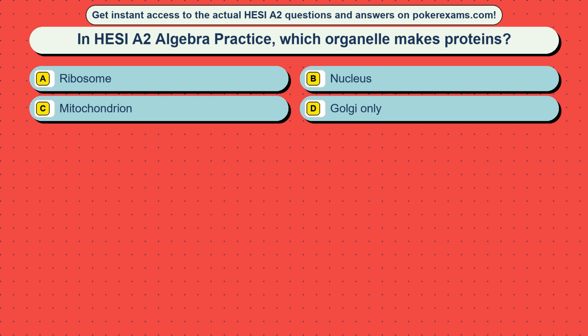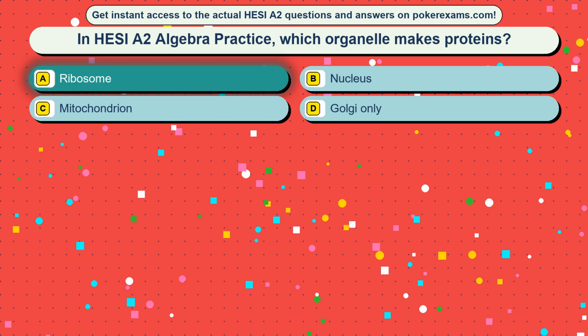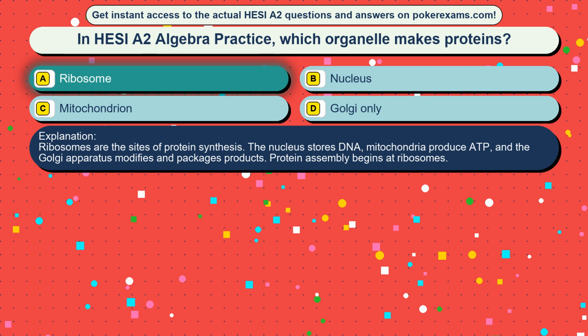Question 13. In HESI A2 algebra practice, which organelle makes proteins? Option A, ribosome. Option B, nucleus. Option C, mitochondrion. Option D, Golgi only. The correct answer is option A, ribosome. Ribosomes are the sites of protein synthesis. The nucleus stores DNA, mitochondria produce ATP, and the Golgi apparatus modifies and packages products.